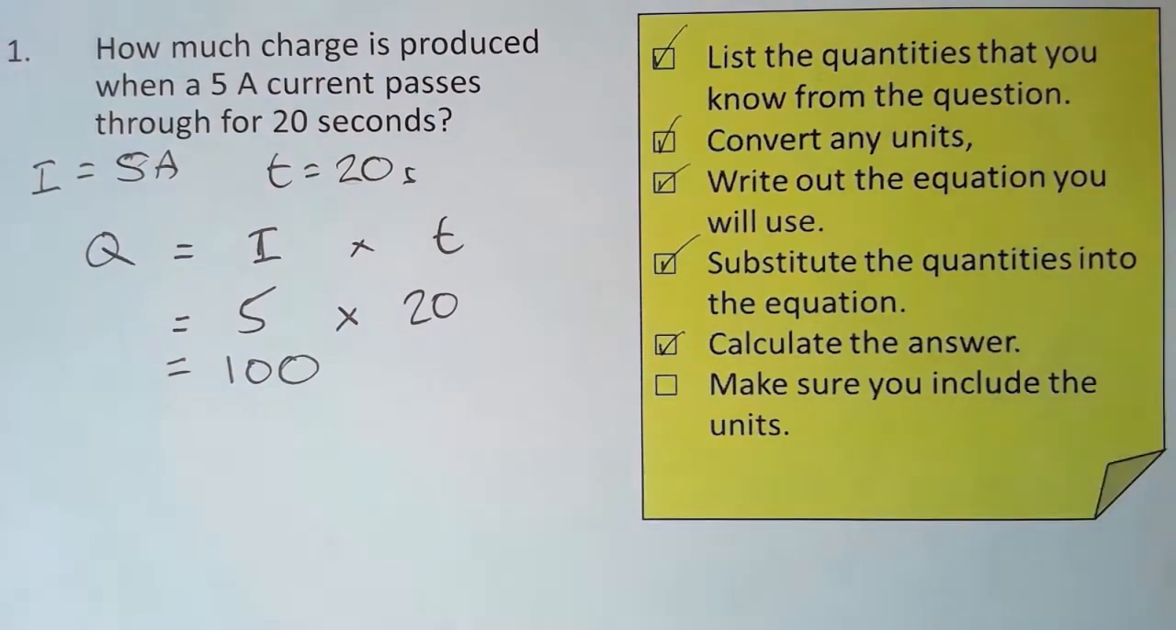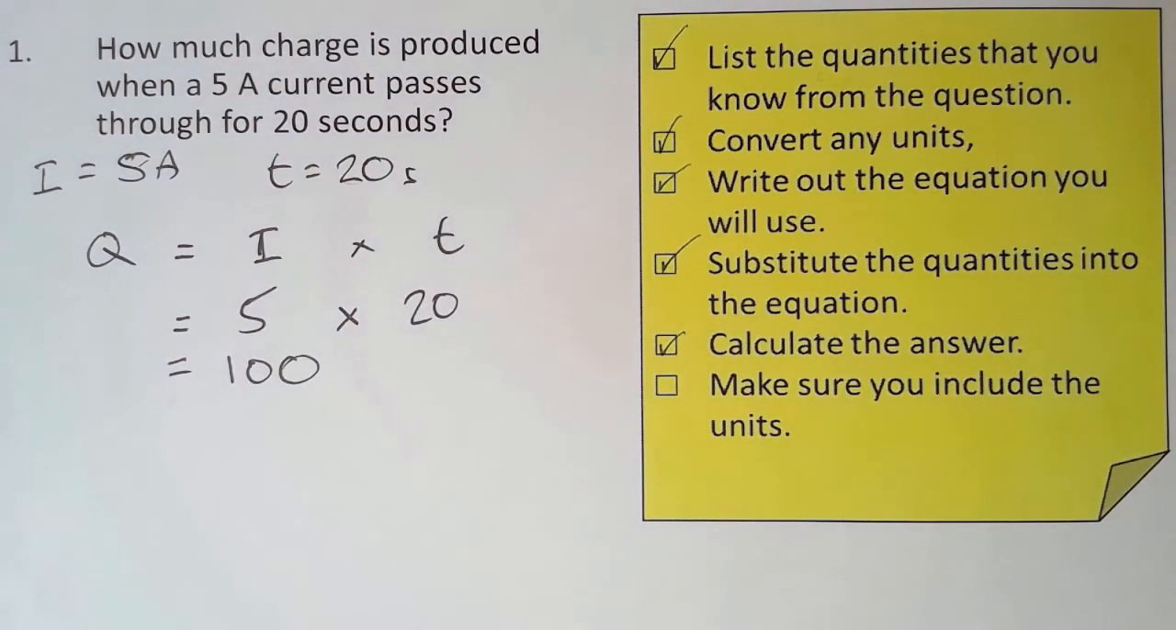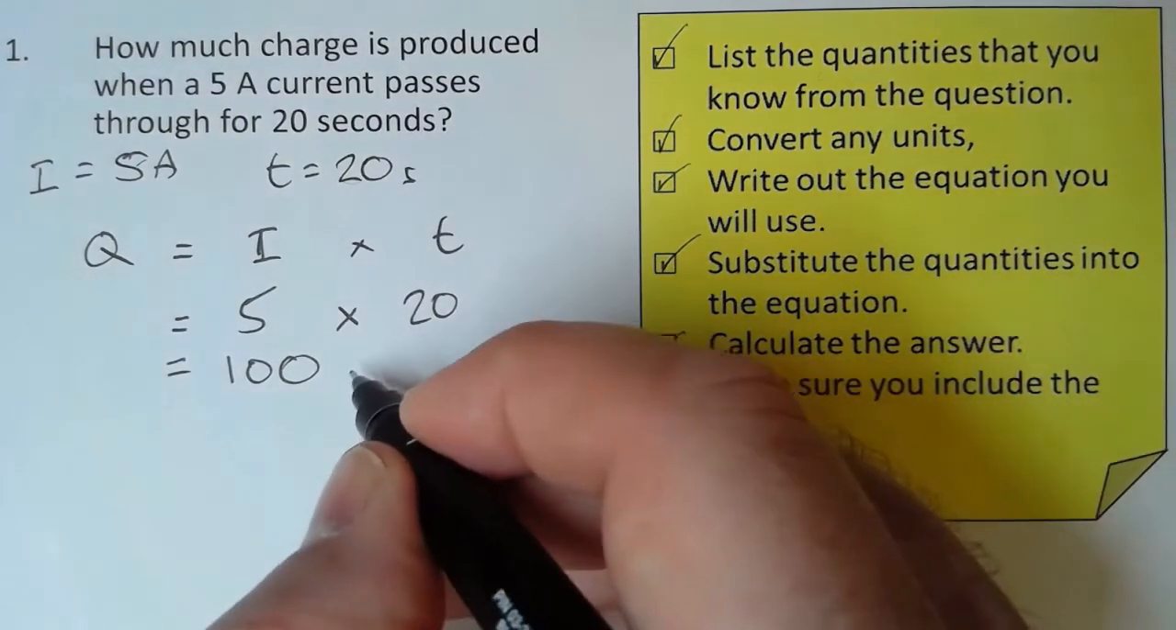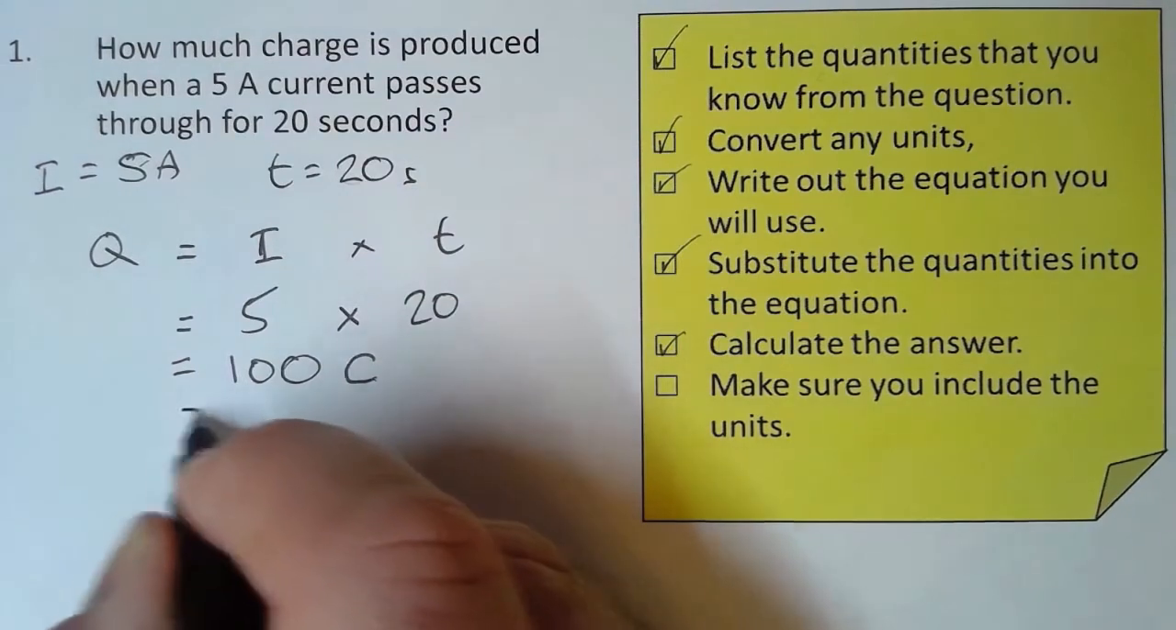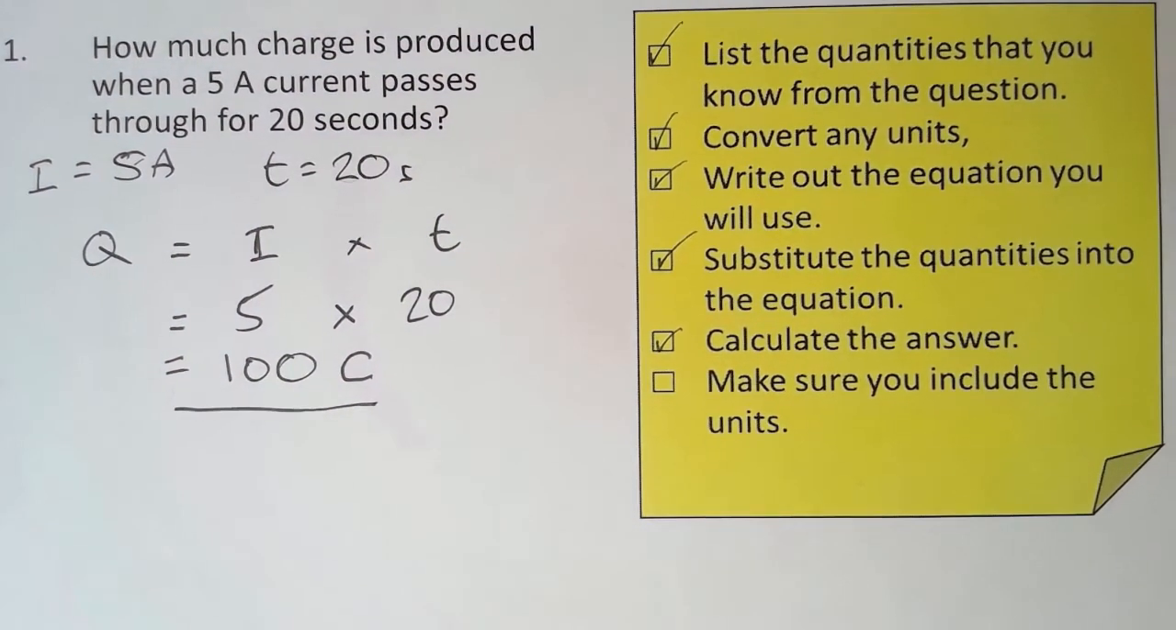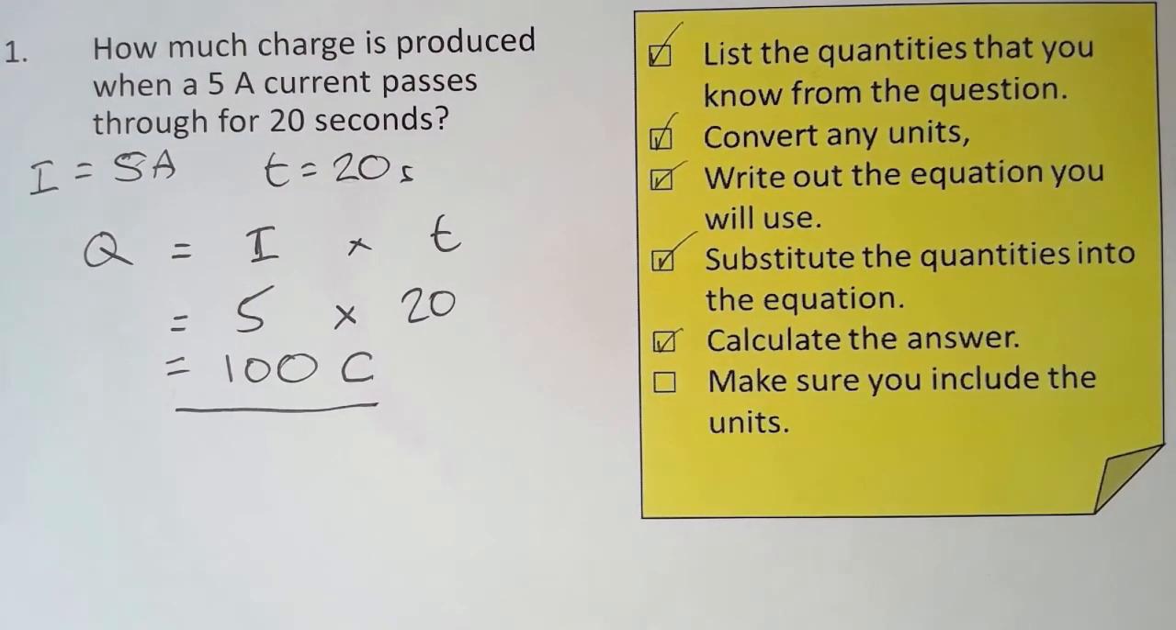Calculate the answer, and then finally you need to make sure that you include your units. The units for charge are coulombs. So that's 100 coulombs. Let's take a look at another example.